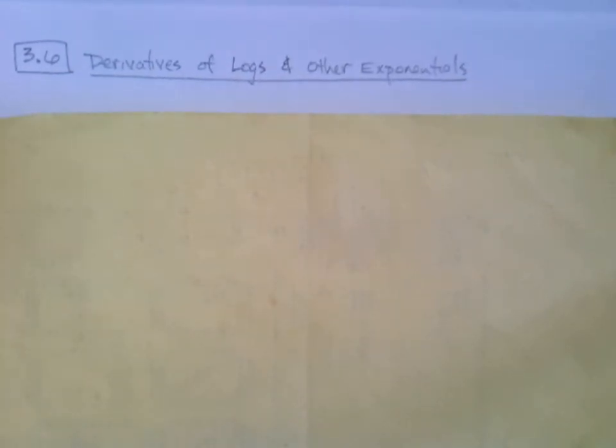In 3.6, we look at the derivatives of logs and other exponentials. By other exponentials, we mean any exponential that is not e to the x. So if you've got a different number, 2 to the x, 3 to the x, things like that. Most of our attention here, though, is on logarithms. So I thought it'd be a good idea to begin with a really quick overview recap of logs in the way that will be useful for us.